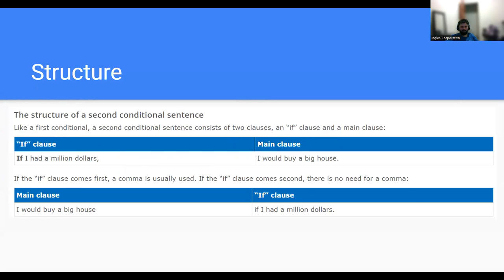What do you think, guys? Could you repeat that question? Yes. We have the main clause and we have the if clause. My question to you is, can I use the main clause first and then this one? Yes, you can. The only difference is that if I use the main clause first, I'm not going to use a comma. I would buy a big house if I had $1 million, okay?